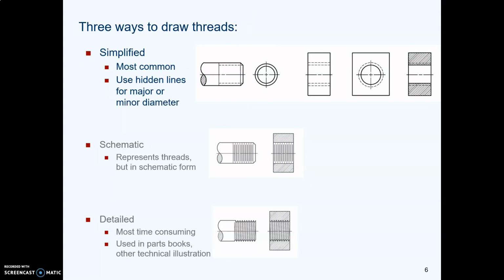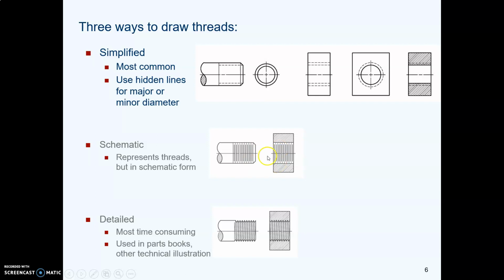Now, how do you draw these things? I'll start at the bottom and work up towards the top. Detailed thread is the one that looks realistic. It also takes a long time to draw. And if you were drawing that at work, your boss might look over your shoulder and say, "Why are you spending all that time just drawing threads?" And you would say, "Oh, yeah, sorry." You would do this if you were making illustrations for a parts book, maybe, or a user's manual.